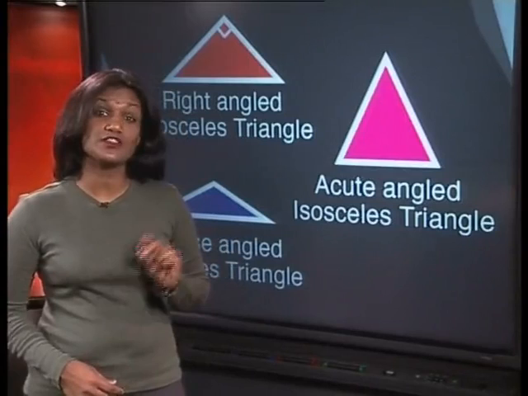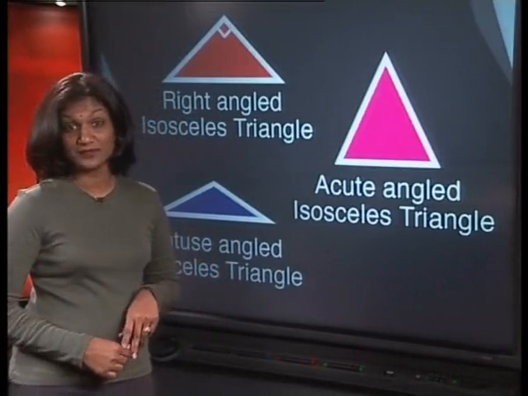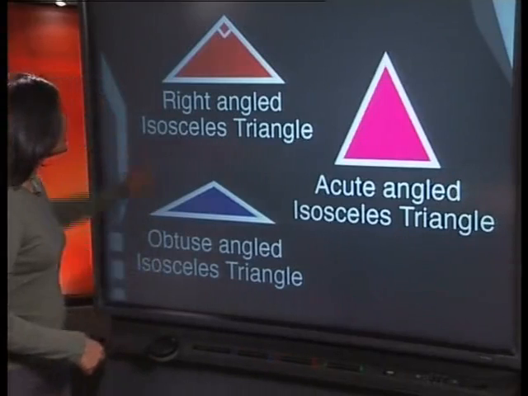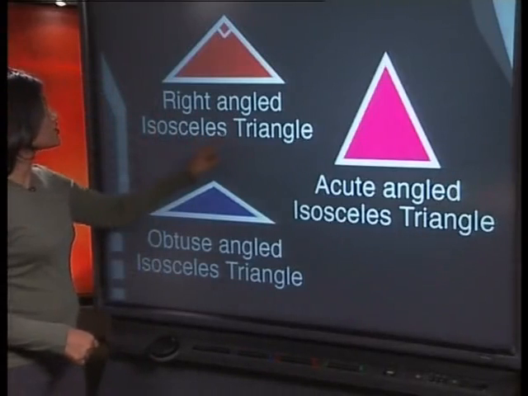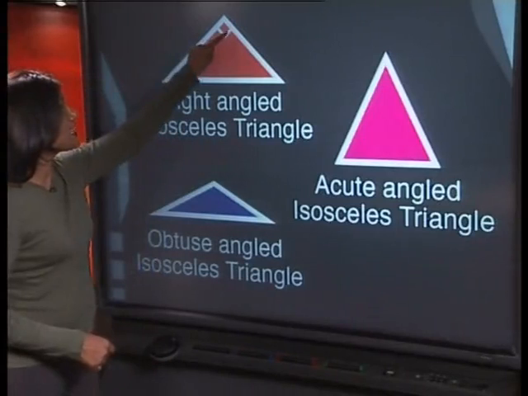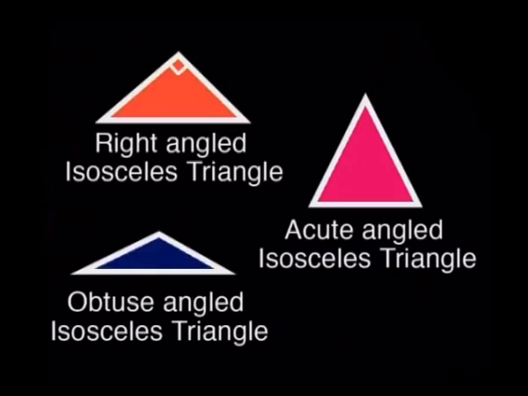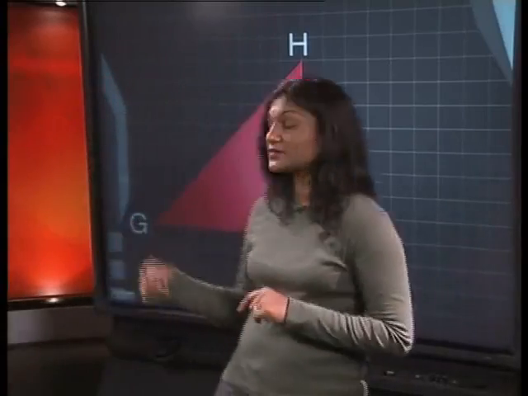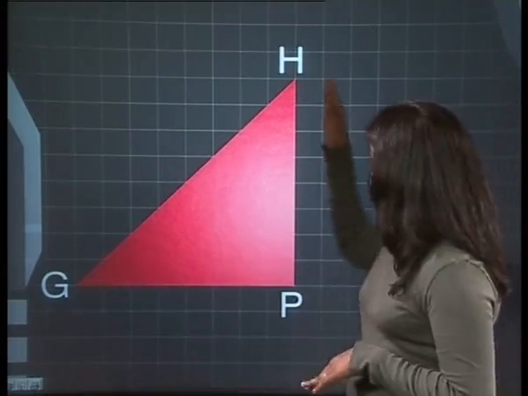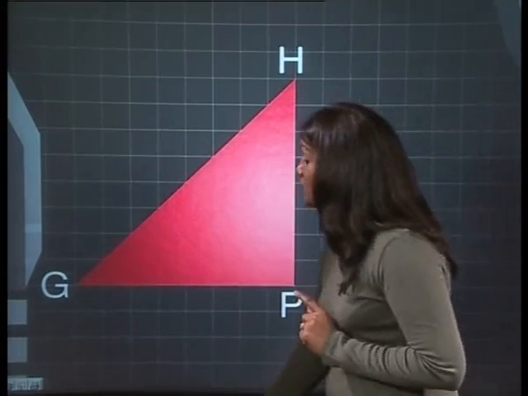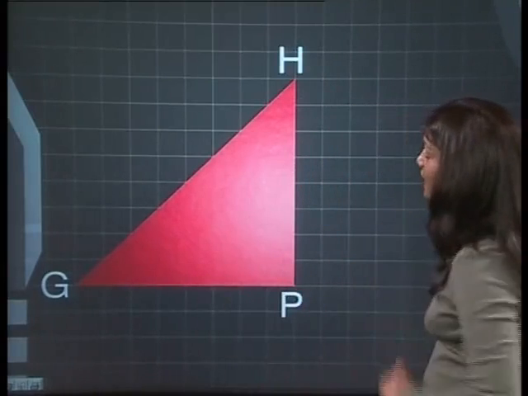Now, do you remember the three types of isosceles triangle based on the sizes of their angles? Do you see that this one is a right-angled isosceles triangle because it has a 90-degree angle here? Let's fill in all the information that we know about this triangle. Now, I've drawn triangle GHP and this is an isosceles triangle. This means that we know that two sides here are equal in length.